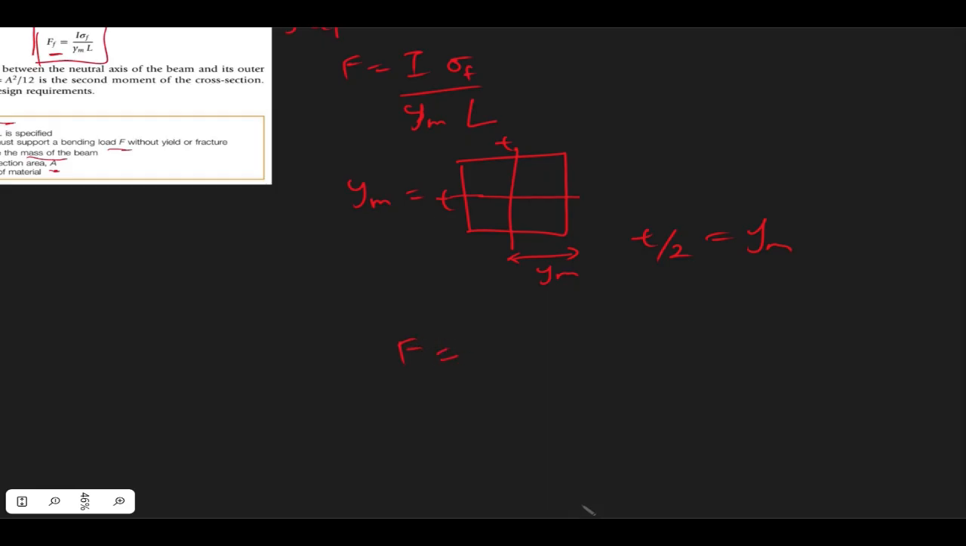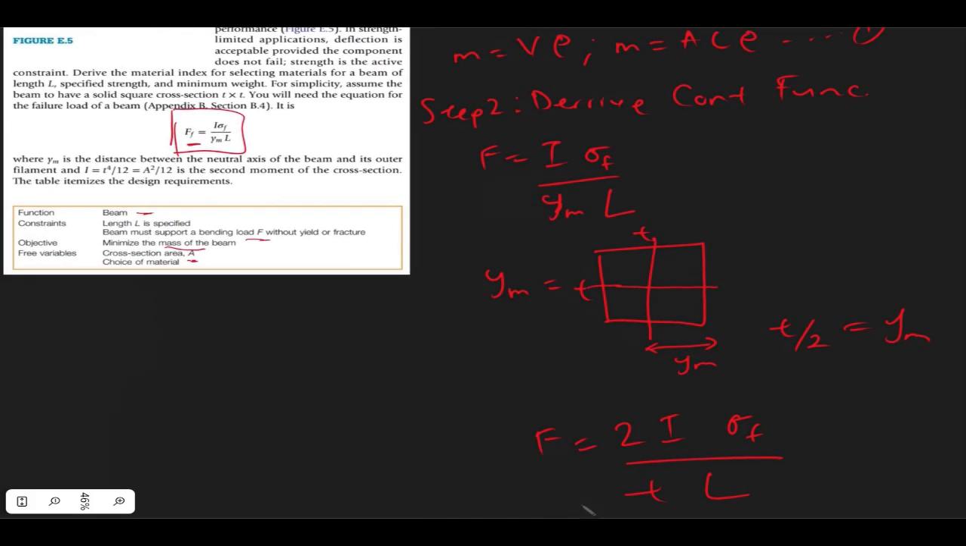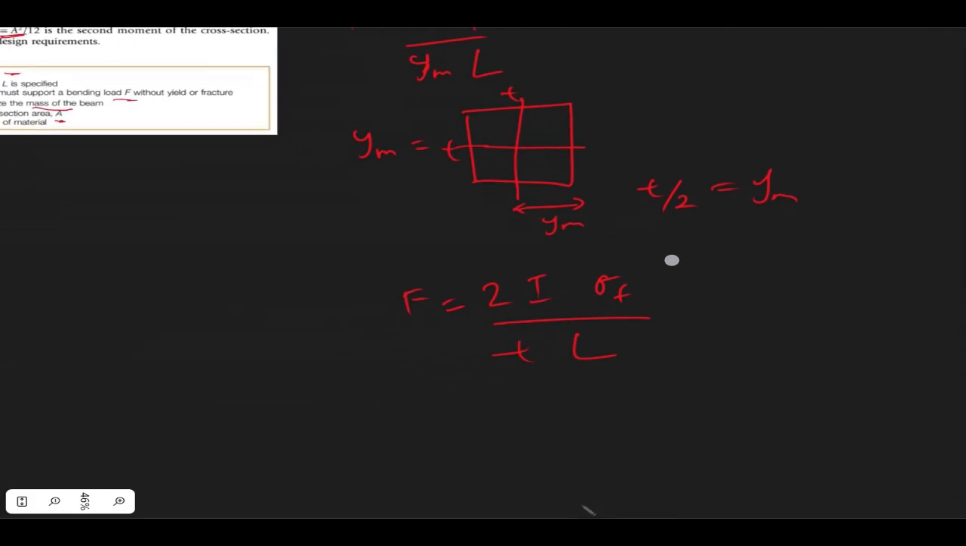F will now be equal to, if you put Ym into this equation, 2I times the stress divided by TL. So that's our formula for F, because we've now added Ym into the equation. So next we'll derive the formula for I, because I is already given here as this particular formula, T to the power 4 divided by 12.